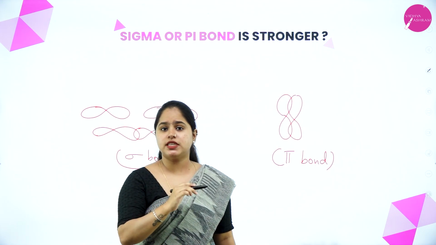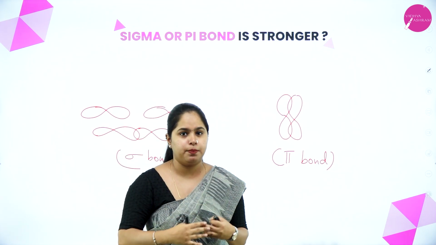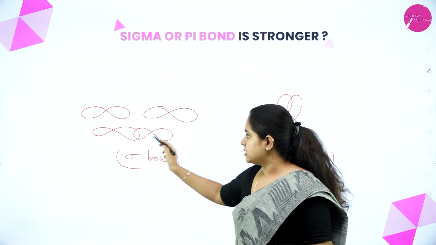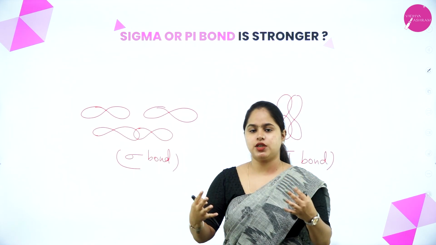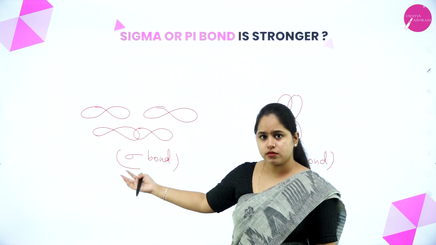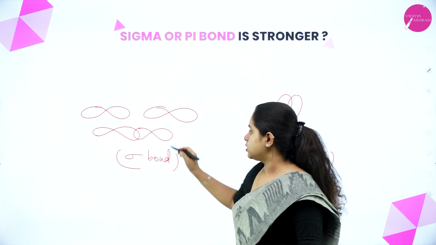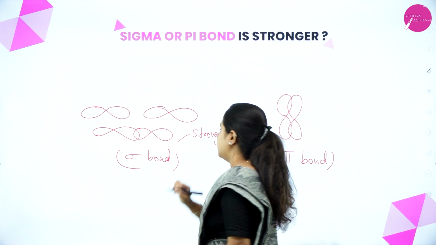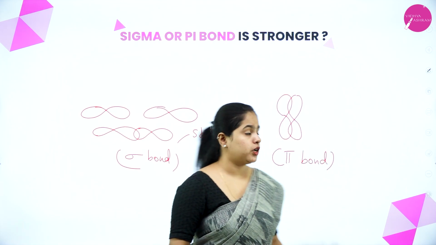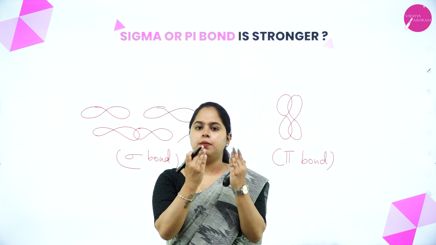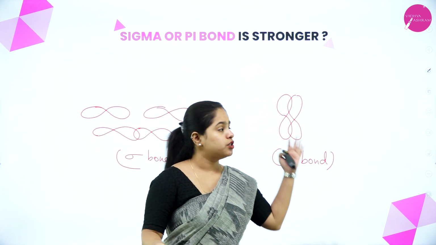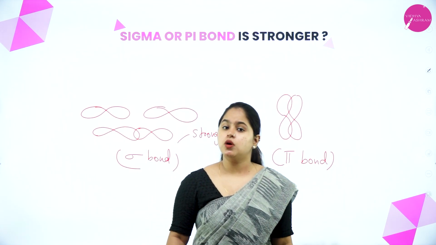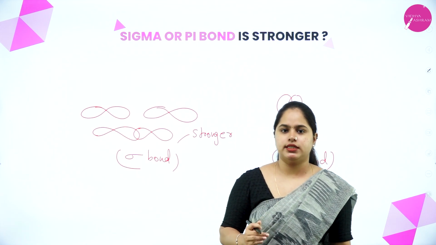That means, what did we study in the beginning? If the extent of overlapping is more, greater will be the strength of the bond, right? So in this case, as greater extent of overlapping is taking place here, that means sigma bond will always be stronger than pi bond. Clear? Yes, because in the pi bond the overlapping is comparatively less than the sigma bond. So overlapping is less means the bond strength will also be less. So sigma bond will always be stronger than pi bond.